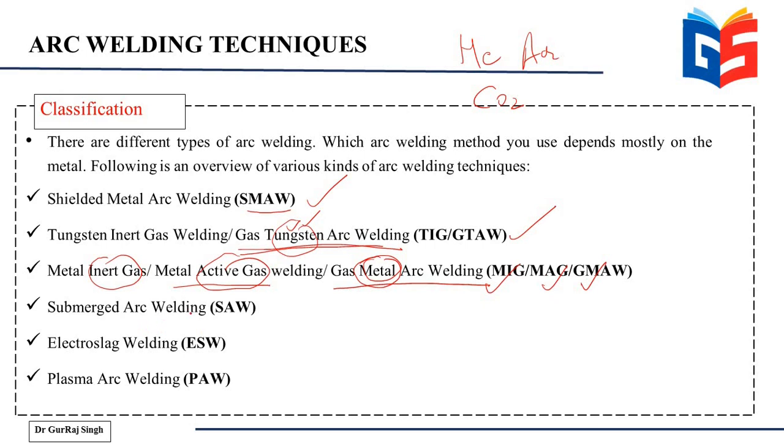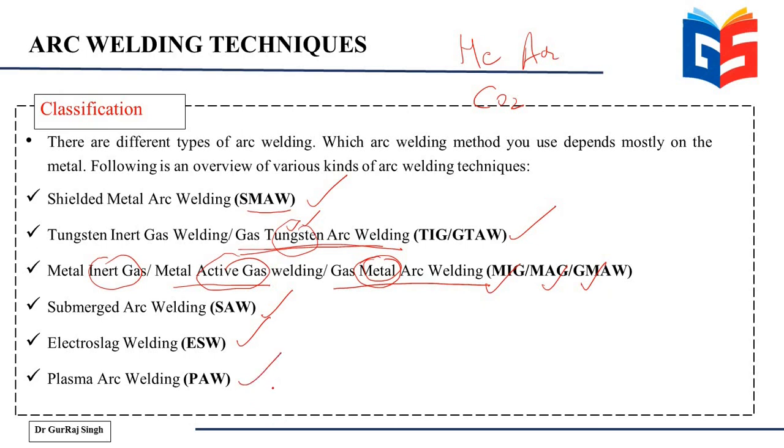Then we have the submerged arc welding process, SAW. That is a process where the arc is usually submerged. You don't see the arc. It is submerged under a pile of flux. We'll have a full lecture dedicated to this process in the coming classes. Then we have two more processes, electro-slag welding and plasma arc welding.